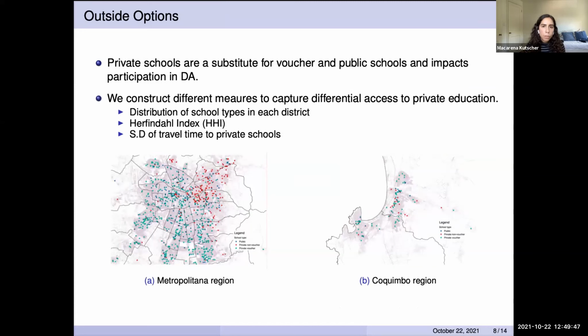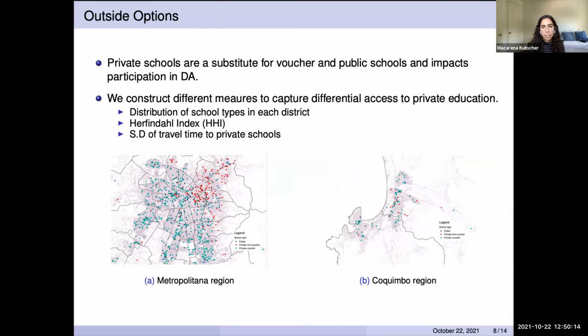Also, the outside option plays an important role. Since private schools do not participate in the system, parents can switch to private schools if they do not like the assignment. However, private schools are expensive and there might be income barriers to entry, such as entry exams, interviews with parents, etc. The local provision of education throughout Chile is highly heterogeneous.